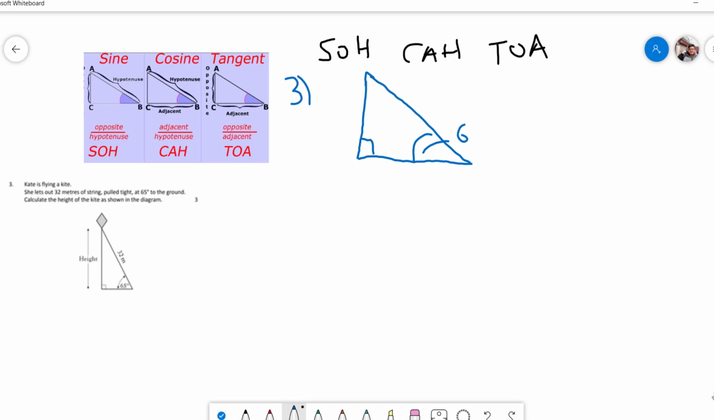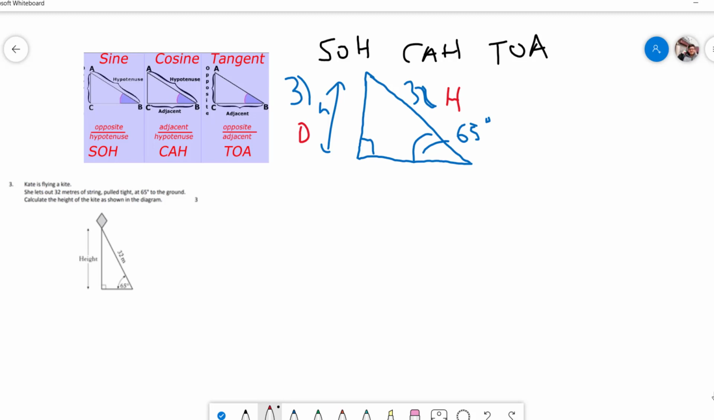You know that's 65 degrees. This here is 32, and that there is the height we're looking for. So I'm going to label what we're given. So we know the side opposite the angle, which is labeled as h, the height that we're trying to find there. So that's opposite, and we're given the length of the longest side of the triangle, which is known as the hypotenuse.